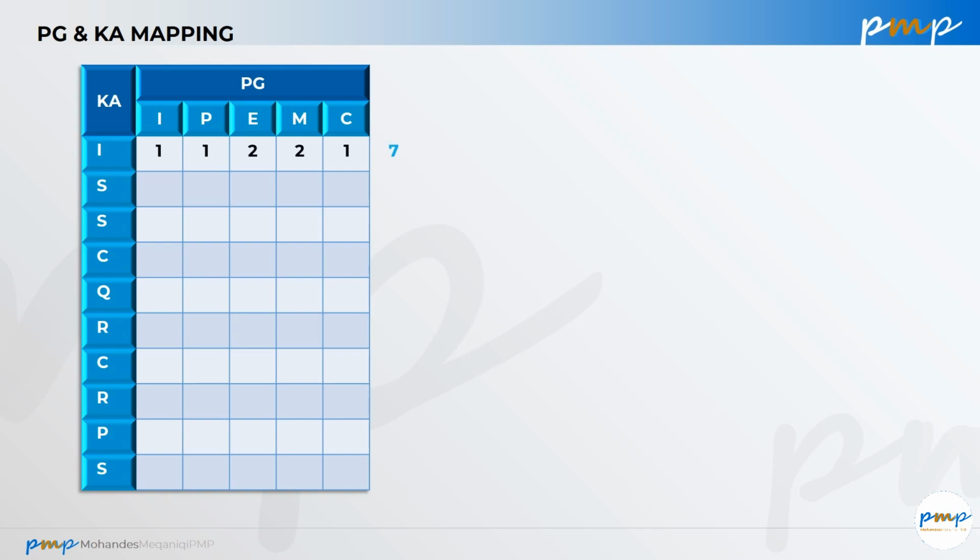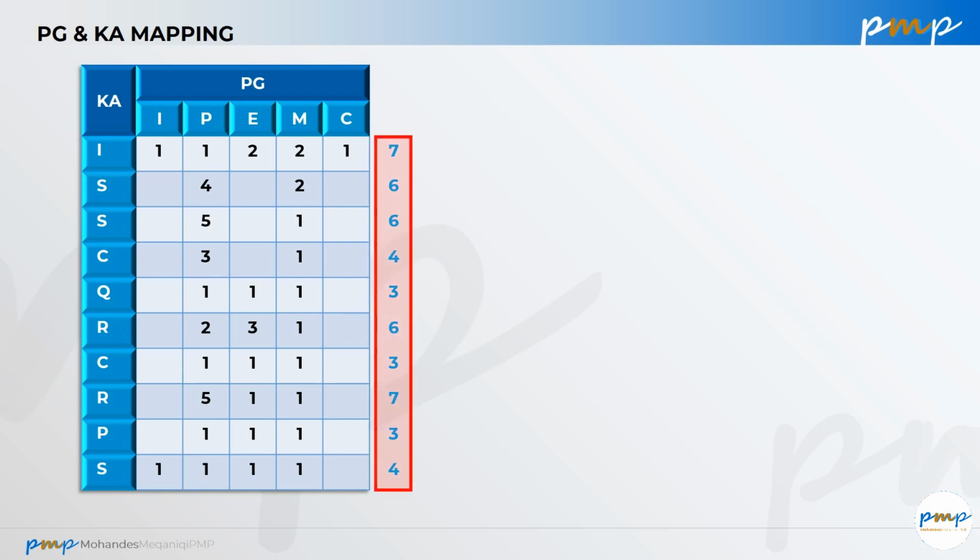So there are 7 processes in integration, 6 processes in scope, 6 processes in schedule, 4 processes in cost, 3 processes in quality, 6 processes in resource, 3 processes in communications, 7 processes in risk, 3 processes in procurement, and 4 processes in stakeholder. A total of 49 processes, and the phone number that you get is 766-4363-734. It's a cool way for you to memorize how many processes are in each of the knowledge areas. Okay, now the second technique you can use is called the postal code technique.